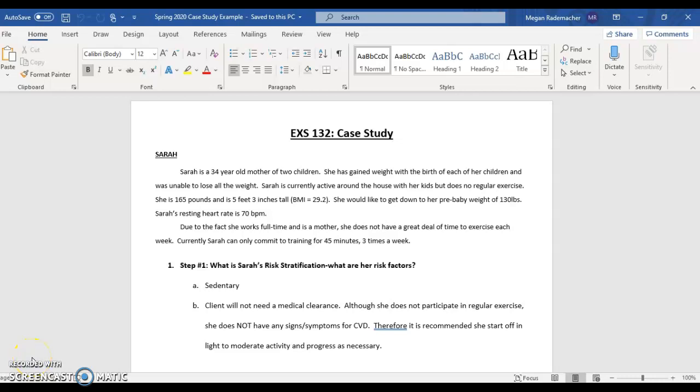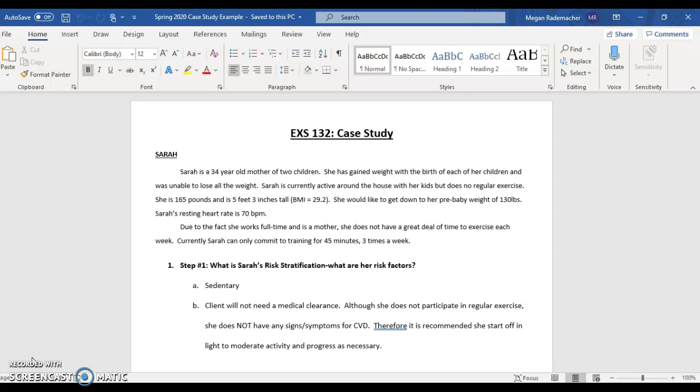All right, guys, so let's go through an example of a specific case study and how you would use all 8 of those cardiovascular program design steps in order to design a comprehensive cardiovascular program for your client. So we're going to go through this client.